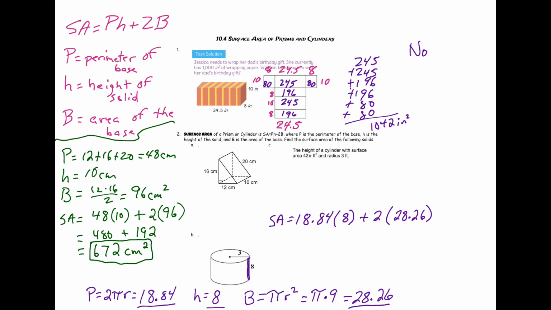All right, then we do the multiplication. Order of operations, we do multiplication before addition. 150.72 plus 56.52, and then we can add those for an answer of 207.24. We don't have any units for this problem, so we'll call it units squared.